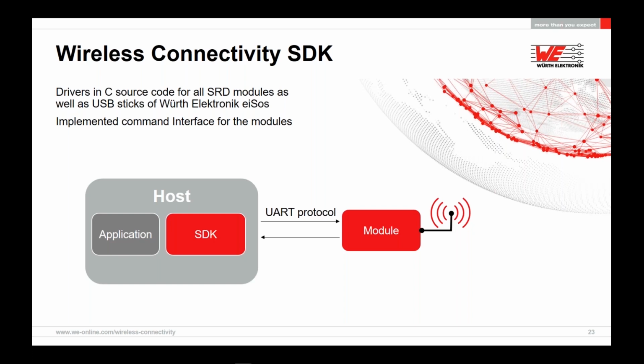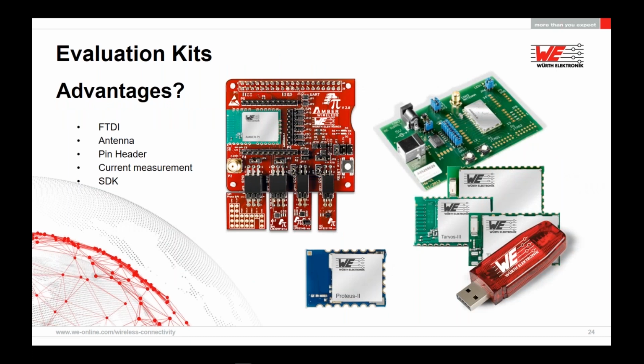But what you can do is take the C source code and integrate it into your actual host. And with your application and the software development kit, you would be up and running very quickly to communicate via UART to our radio module, and the reverse would happen on the receiving end. As easy as that. One more slide I have here, evaluation kits and the advantages thereof.